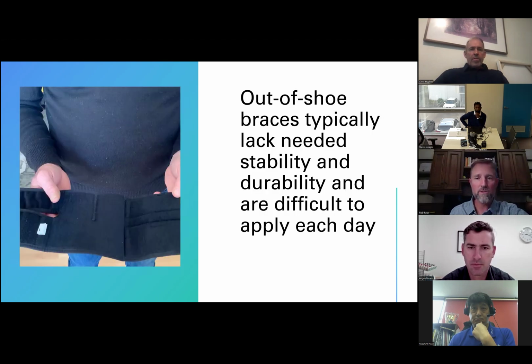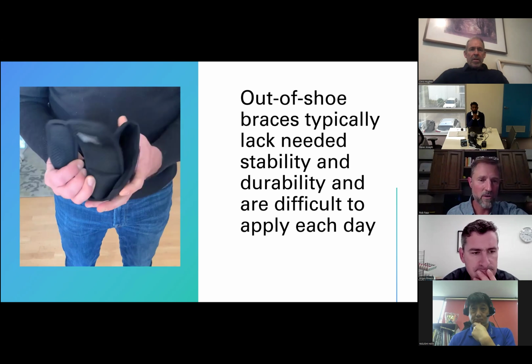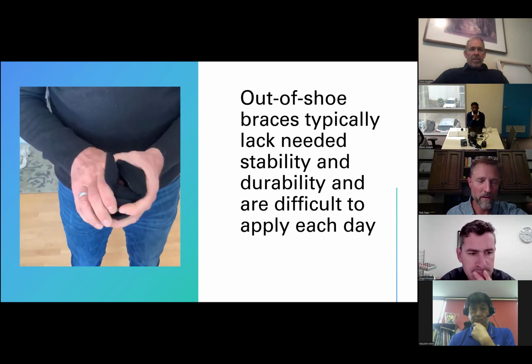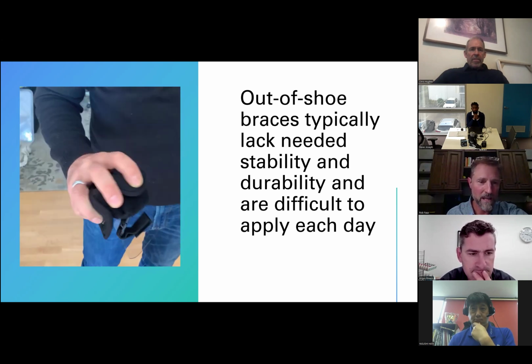So out of the shoe braces, they kind of don't have the stability most of the time. So a lot of times the foot won't get the full support or elevation. That's one of the problems with a lot of the existing competition, I guess. So they're very flexible, kind of showing there in the video. And because of that lack of rigidity, you don't have the ability to really support.